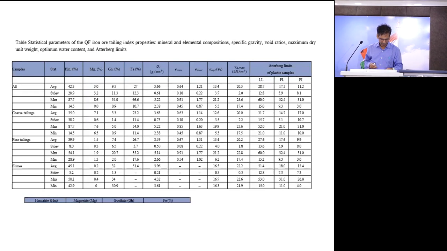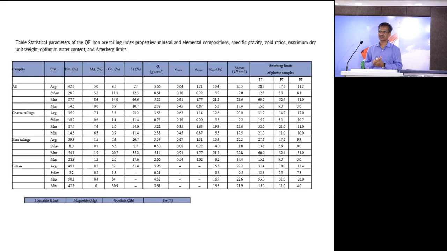42.3%, but when it comes to, suppose, a coarse tailing it is 35, and if I go to slime it is 45. So that means there is a difference in terms of hematite, magnetite, goethite, iron, and specific gravity also varies with different fraction. And void ratio, Emax and Emin, and all these things change as I go to a different fraction.